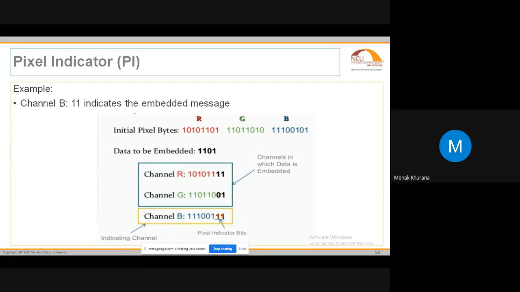But I am not going to embed in all the channels. I am going to select one channel which is going to indicate that there is some message inside this image or there is no message inside this image. So channel B, your blue one, has been selected as a channel indicator, which is showing me 1 1. The last 2 bits are showing me 1 1, which means 1 means the data has been hidden in channel red, and the next one in the B channel shows that there is data that has been hidden in channel G also, that is in the green.